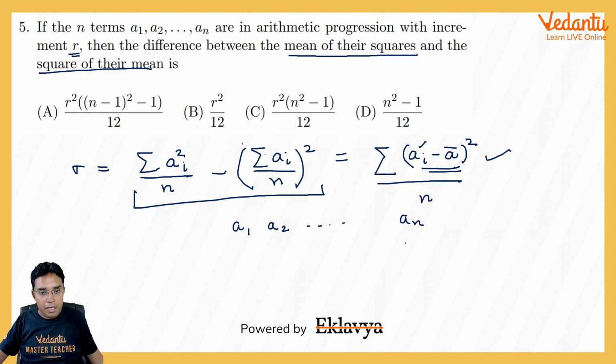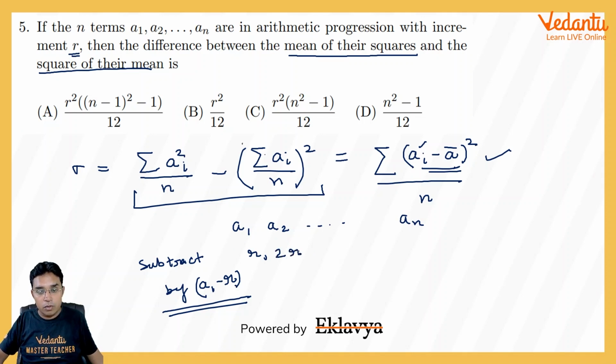For example, if I subtract every data by A1 minus R. Why have I done A1 minus R? You will very soon come to know. If I subtract every data by A1 minus R, the first one will become R, yes? A2 will become 2R, yes or no? Because A2 minus A1 plus R, so it will be 2R. Next it would be 3R and so on, and then the last one will be NR.